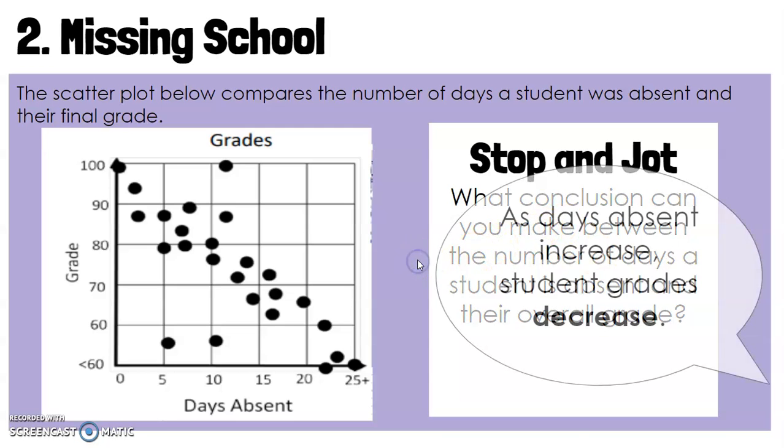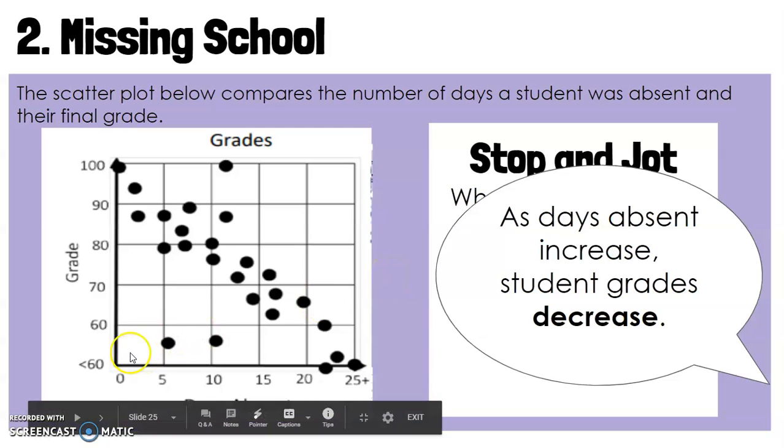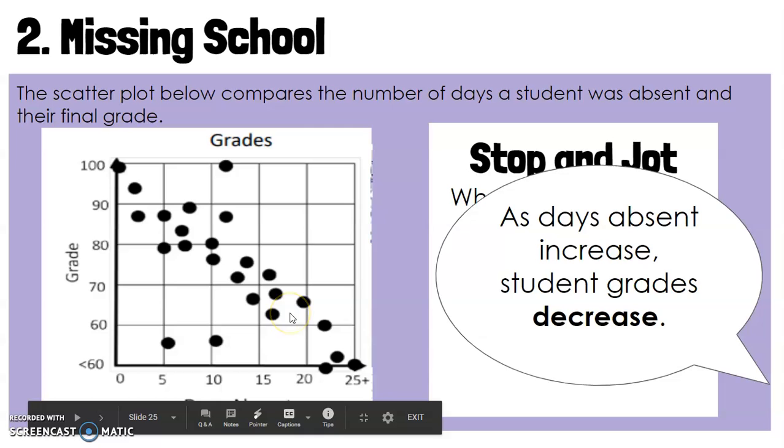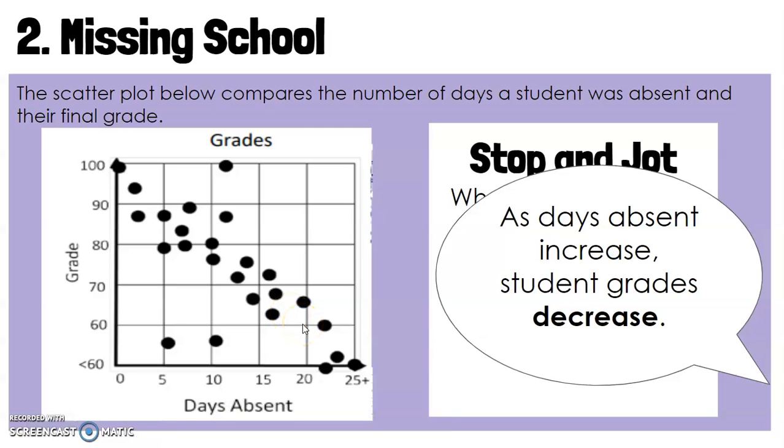So what you hopefully noticed is the more days a student was absent, the lower their grade. In other words, as I go to the right, the days absent increase. So as the days absent increase, student grades decrease. In other words, the more you're absent, the lower your grade. That's the relationship, or the trend.